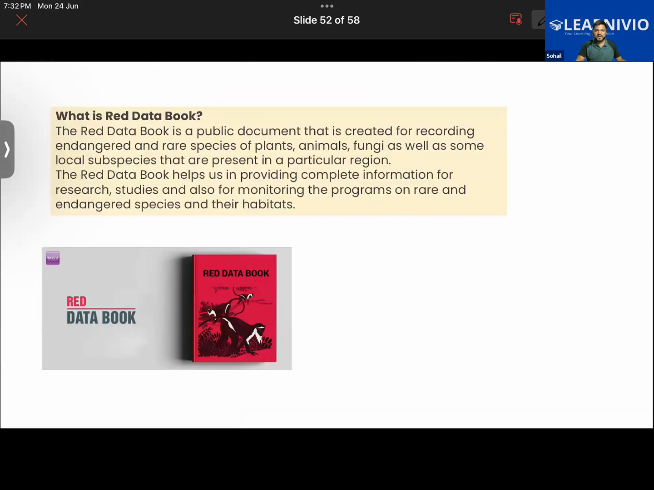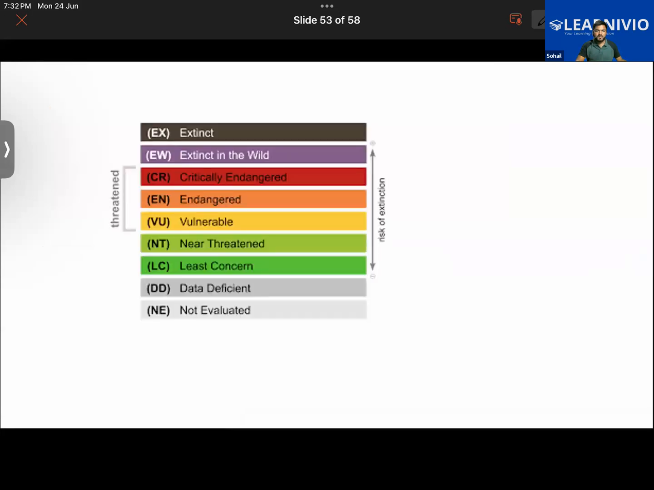Then what is the red data book? What does it contain? What are the different parameters in a red data book? All these things we will be learning in the next class. And be prepared, because whatever we have learned so far, there's going to be a small test in the class of 20 multiple choice questions, in the class only.